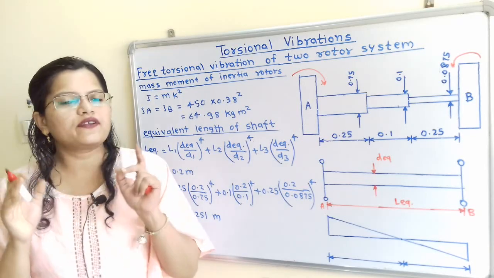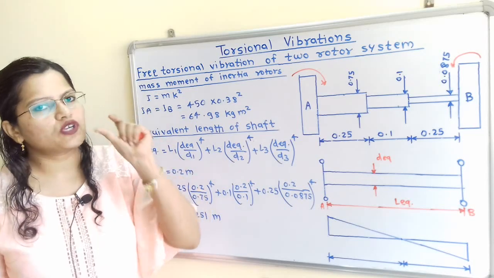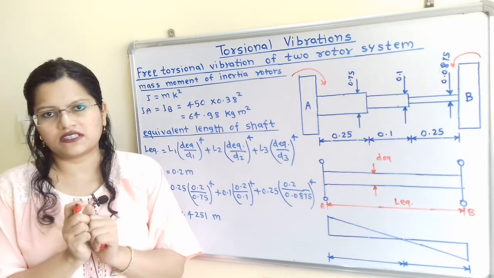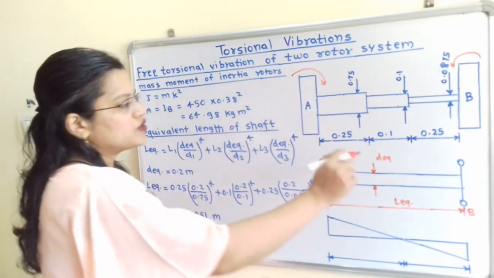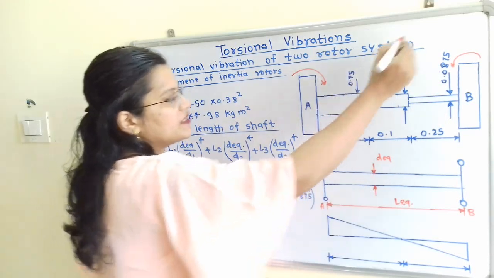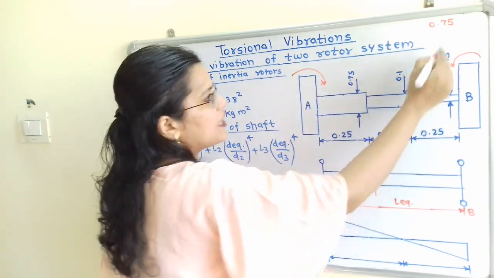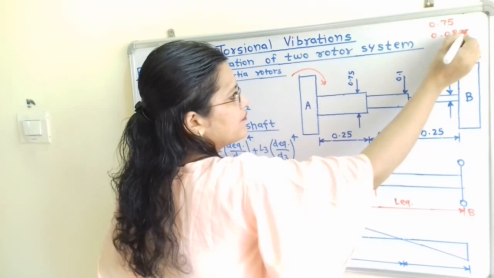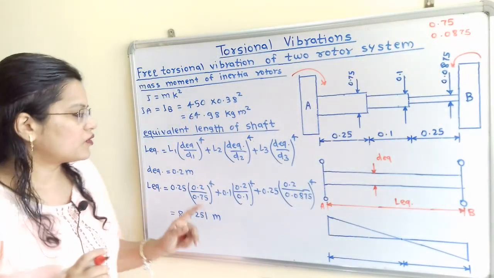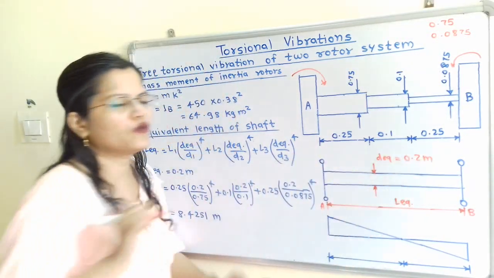So I will provide you here one hint how to decide, or we have to assume one particular value for this equivalent diameter because it is not mentioned in the question. So we have to choose any value in between these three diameters, that is highest value is 0.75 meter, and lowest value is 0.0875. So we can choose any value in between these two diameters. So we will assume here the equivalent diameter, that is equal to 0.2 meter.